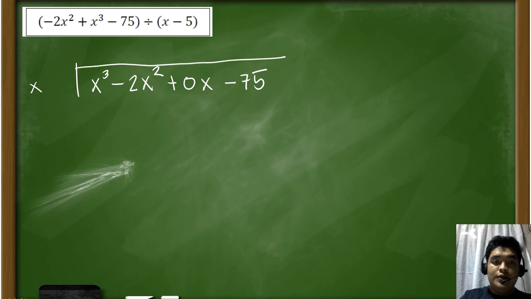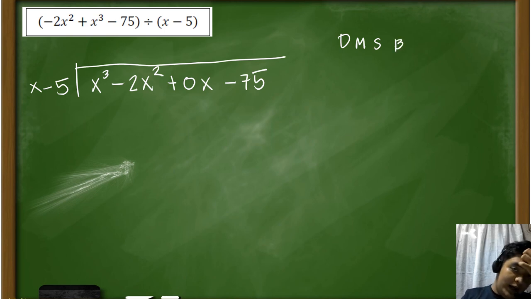Again, you should arrange it. If a term is lacking, you have to add 0. In our given, there is no x term, so we have to put one to complete our polynomial. So we will put 0x. Again, the same steps: divide, multiply, subtract, and bring down.